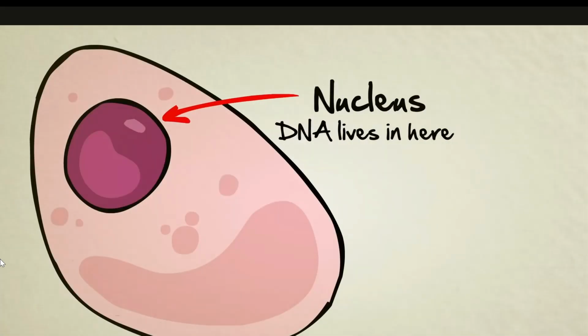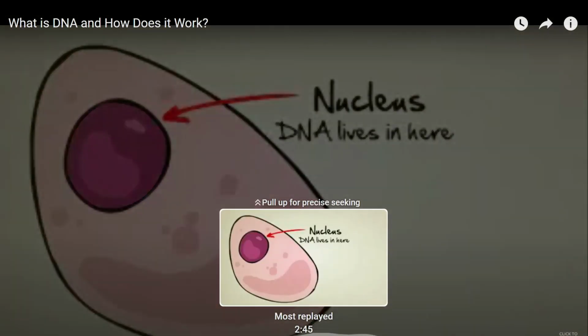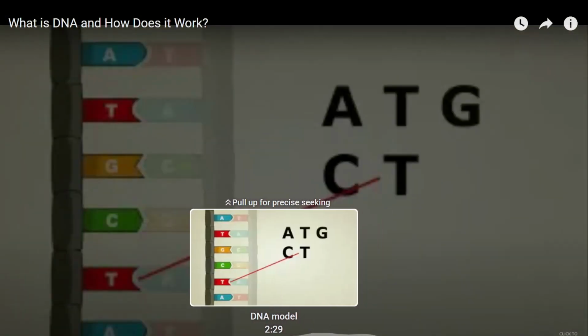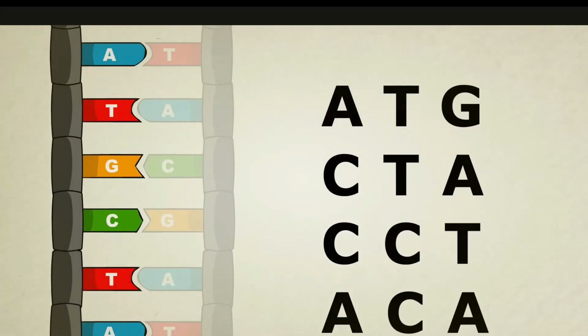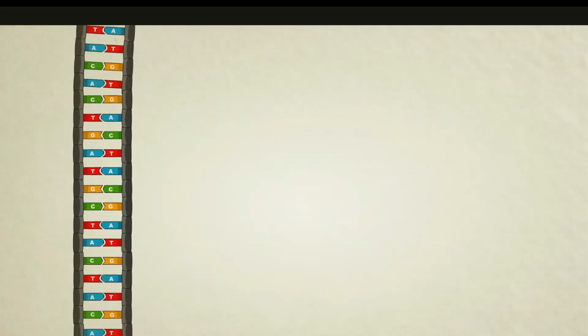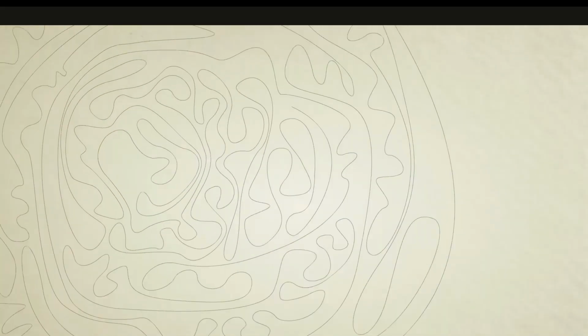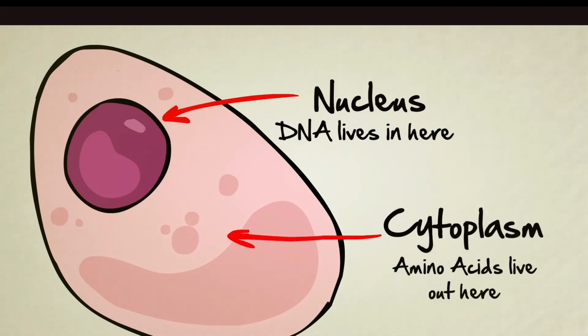A single strand of DNA is extremely long, millions of letters long. It spends most of its life coiled up like a noodle, living inside the nucleus, or the centerpiece, of a cell. Amino acids, however, live outside the nucleus in what's called the cytoplasm.